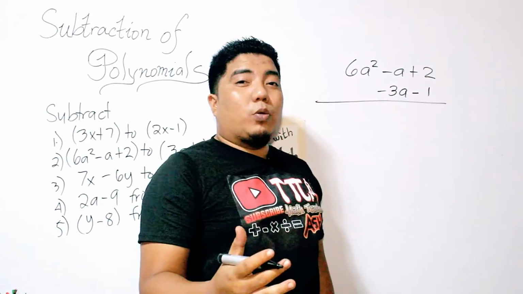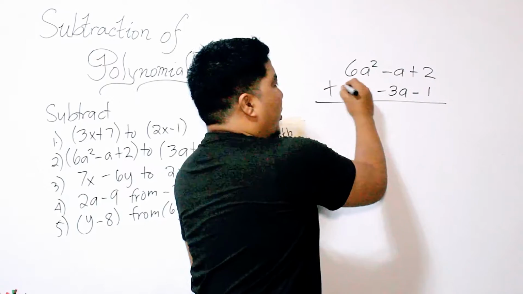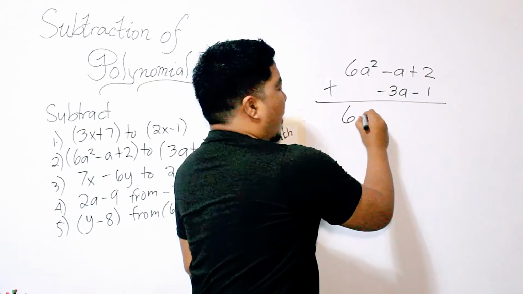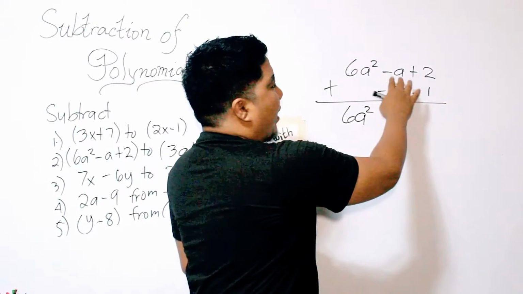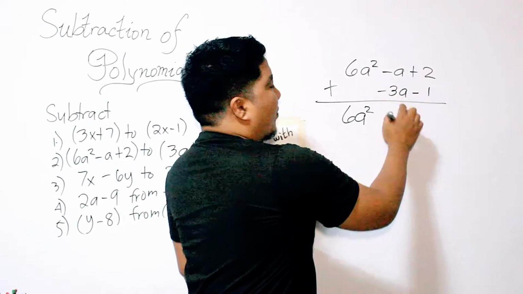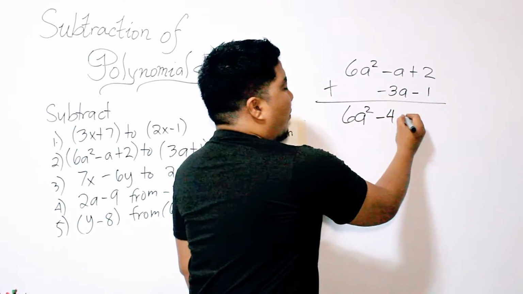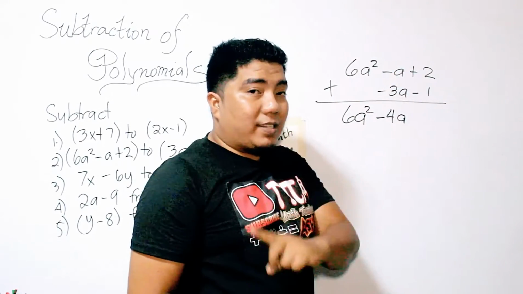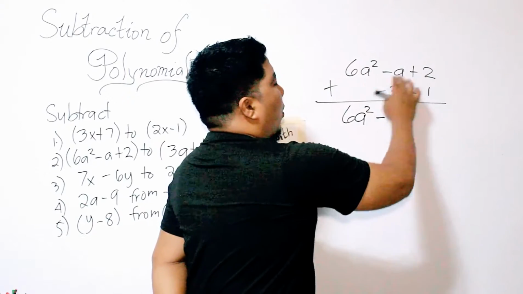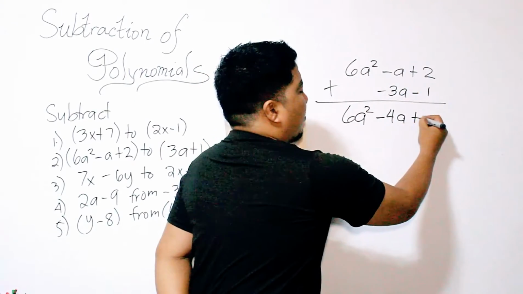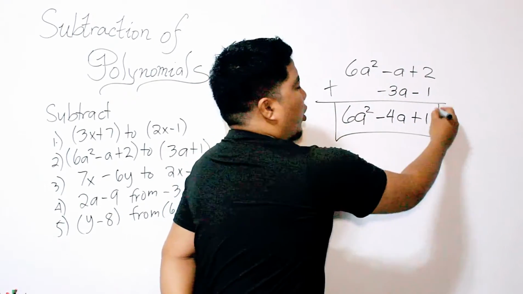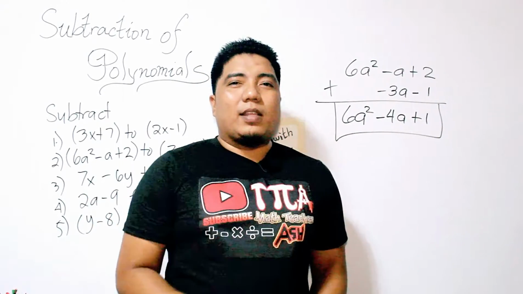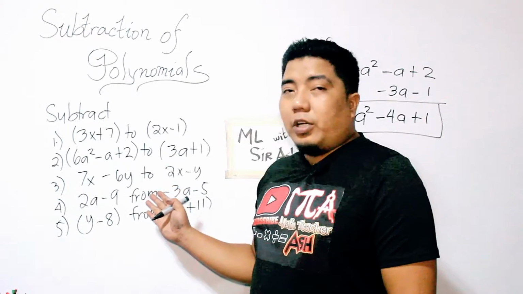Now, what we will do is we add them. We proceed to addition. So, since this has no partner, you just copy it. And then, negative a plus negative 3a, that will give us negative 4a. Common signs. Negative plus negative. And then, we have here 2 plus negative 1, that is positive 1. And this is your final answer. Easy, right? Now, let us go to our third example.